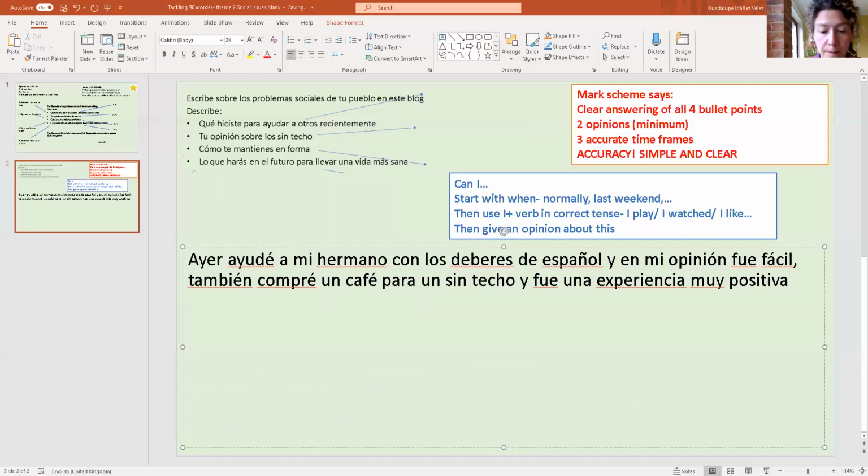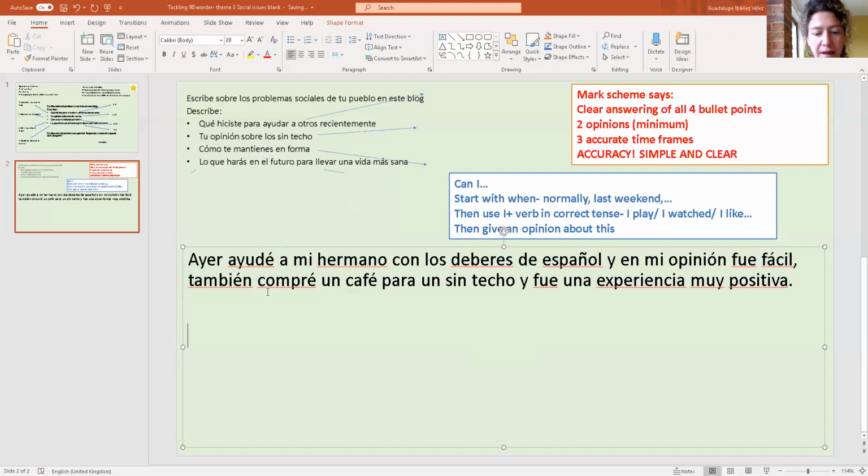Positiva. Muy bien. So I'm quite happy with my first bullet point. I've included a time frame, I've got the past tense, I've given opinions, and I've included two different things. So let's move on to the next one. Tu opinión sobre los sin techo. Now, your opinion about homeless. Now, can I start with when or normally?